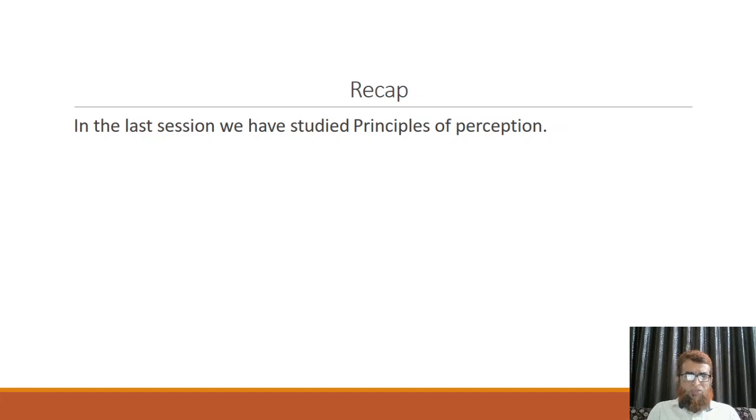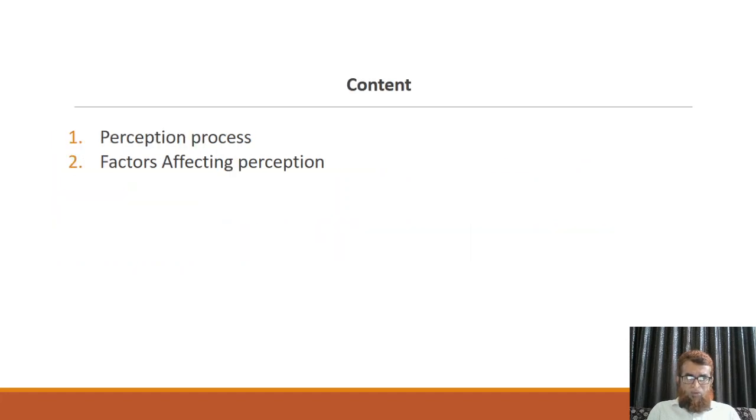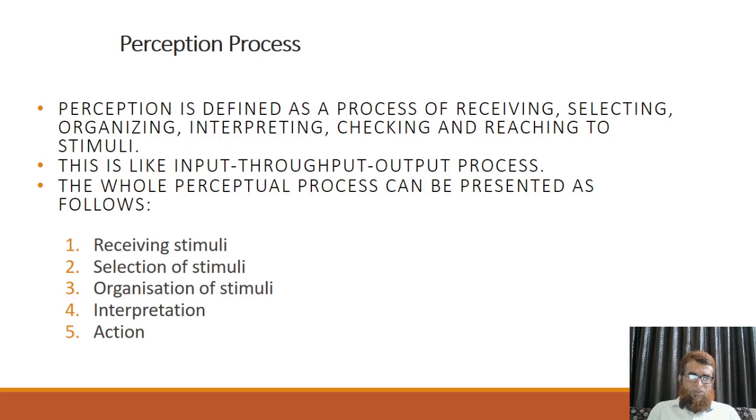In the last session, we have studied the principles of perception, and the learning objective of this session is to understand the factors influencing the perception and perceptual process. Students will be able to understand the factors influencing the perception and perceptual process after listening to this session. The content of these topics are perception process and factors affecting perception. Let us discuss about perception process.